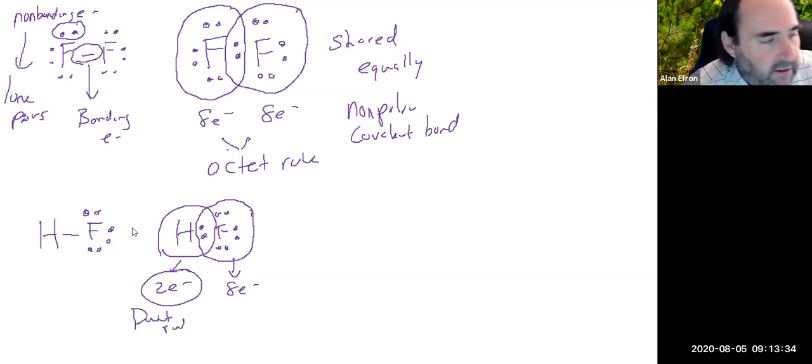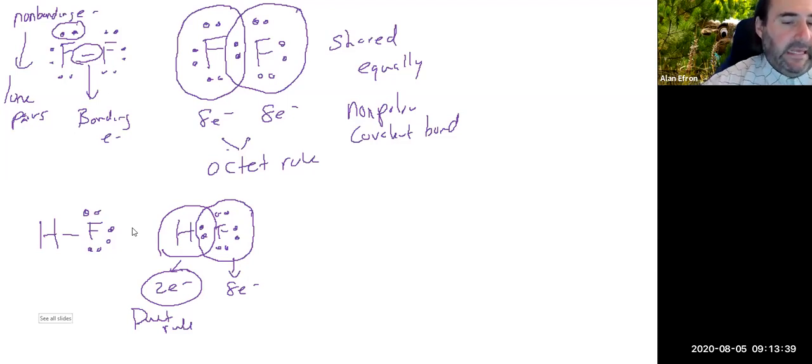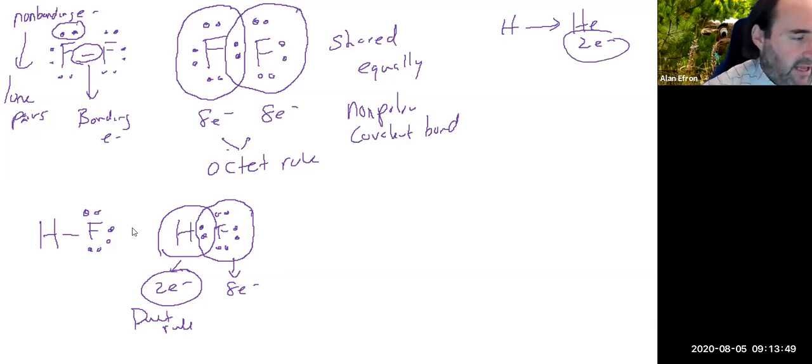Because again, if you look on the periodic table, hydrogen comes right before helium. And helium is a noble gas that comes right after hydrogen. Helium has only 2 electrons, which is why hydrogen should only have 2 electrons. It should never have more than 2 electrons. Everybody else needs pretty much 8 electrons to be really happy.